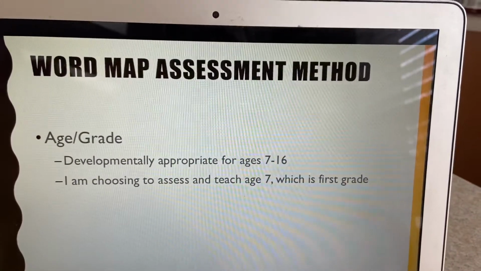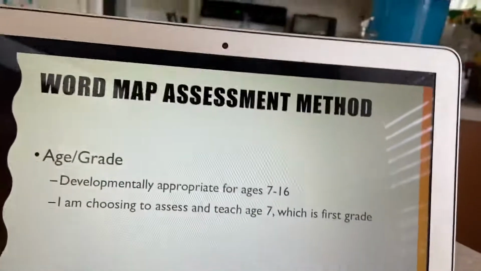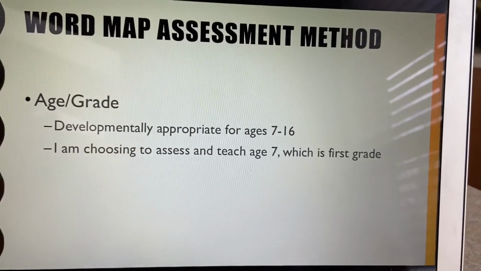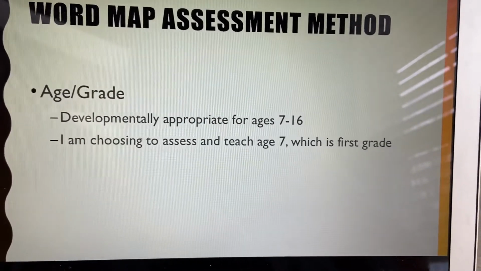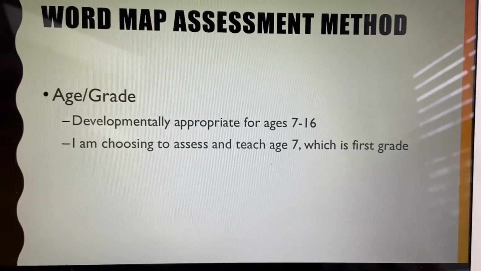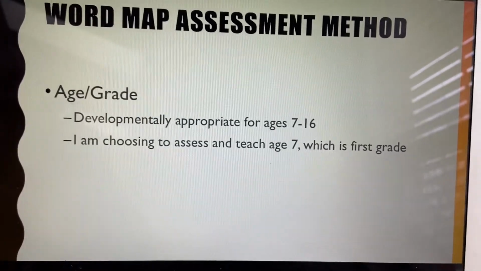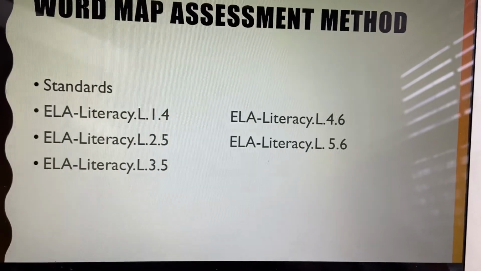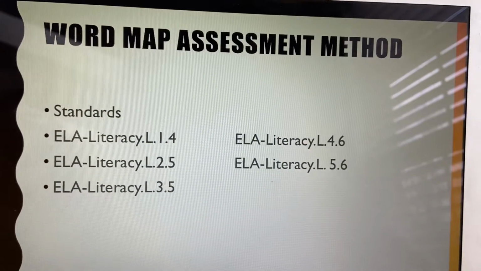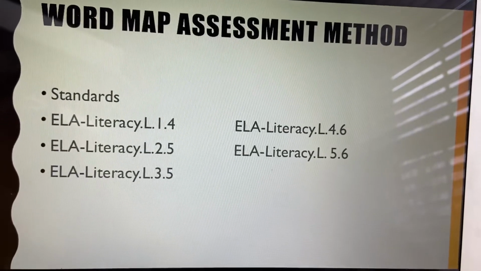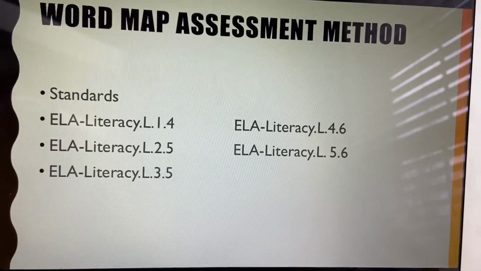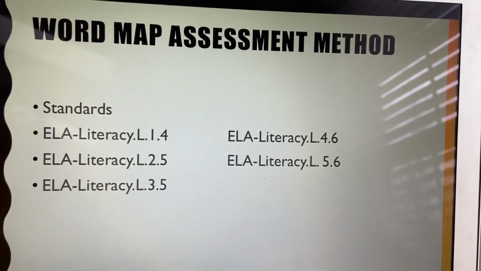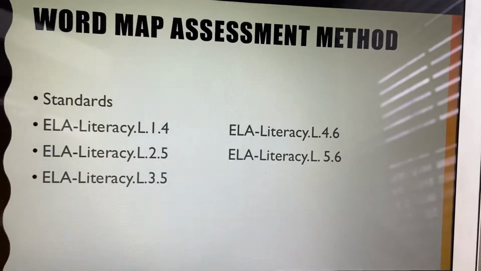The word map assessment method that I chose is developmentally appropriate for ages 7 through 16, and I was choosing to focus on first grade, typically age 7. The standards for the word map assessment, I didn't type out the description, but these are the standards that this word map assessment meets. So it meets 5 standards. That's good.